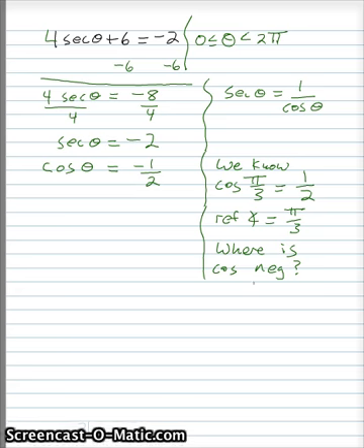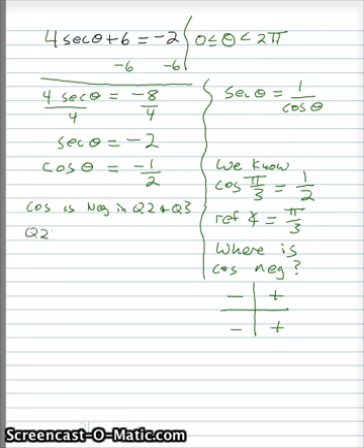Cosine is the x values. So where is x going to be negative? It'll be negative in quadrant 2 and quadrant 3, because those would be negative x values. Quadrants 1 and 4 would have positive x values. So I'm going to need to find a quadrant 2 answer and a quadrant 3 answer, because cosine is negative in quadrants 2 and quadrant 3.